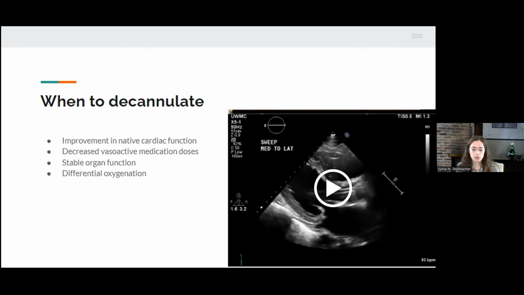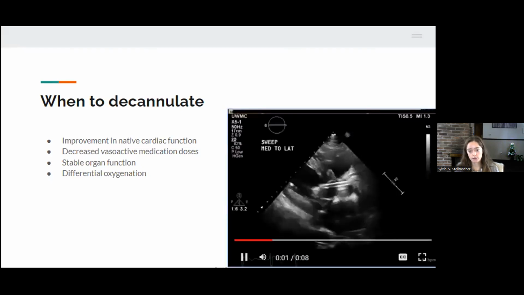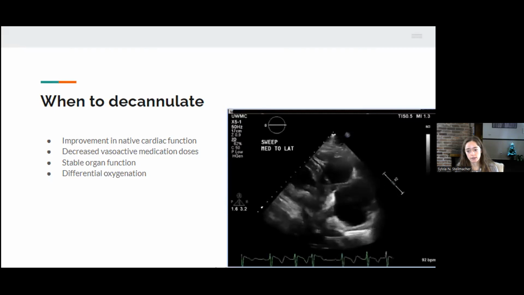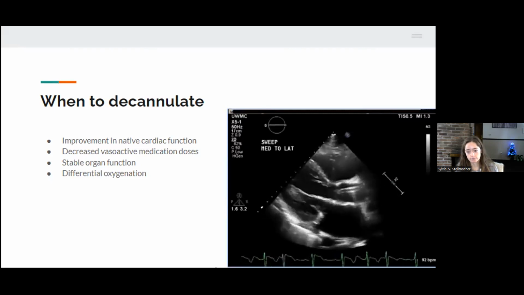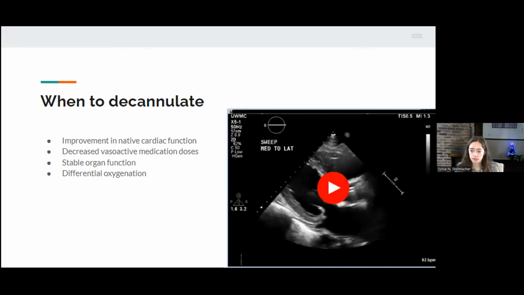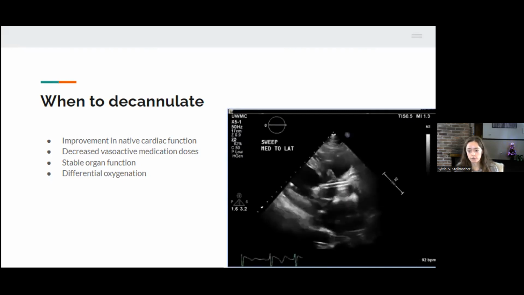Some studies suggest that we should consider decannulation in 5 to 7 days once someone is cannulated for VA-ECMO, if they're not going straight to VAD, or should consider 5 to 7 days as a way to get to VAD or transplant, but this isn't a hard and fast rule. This is the same echo from the patient that we saw earlier, and this is them when they were ready to decannulate. You can see quite a bit of improvement in their biventricular function.